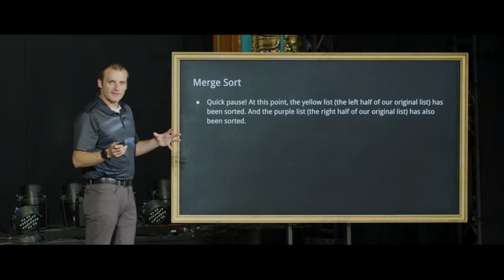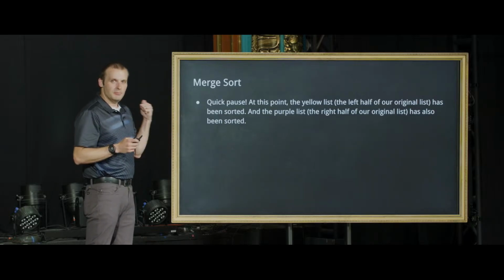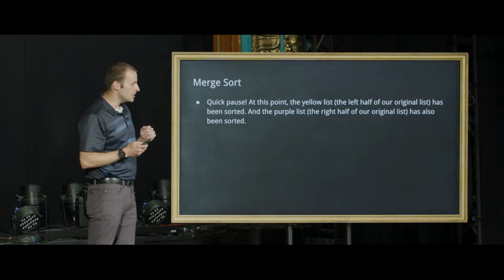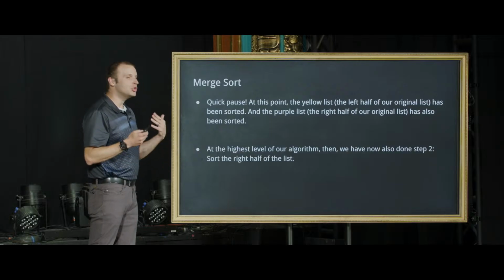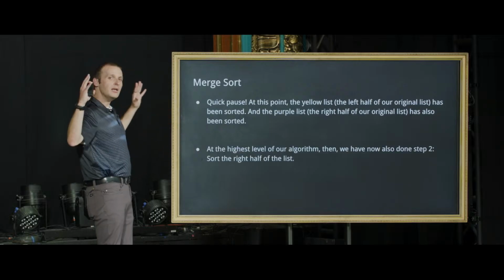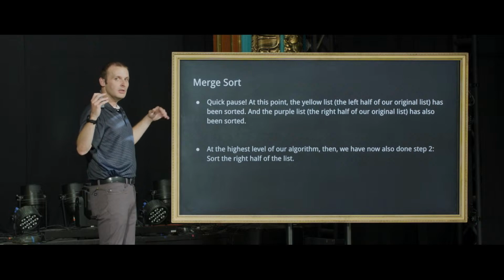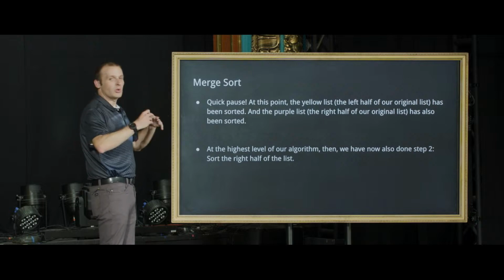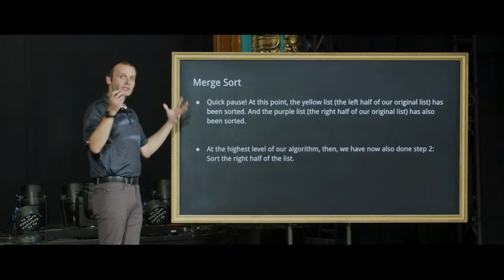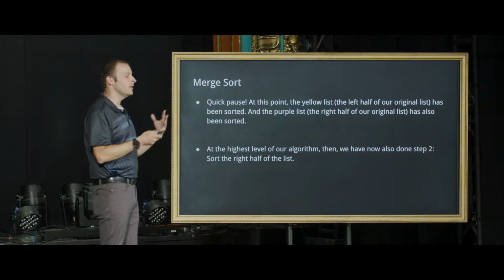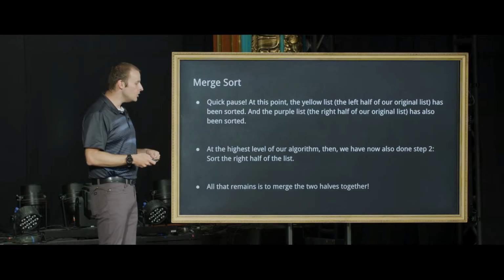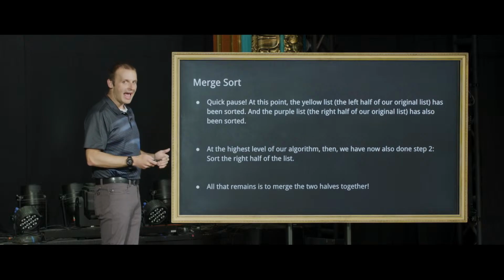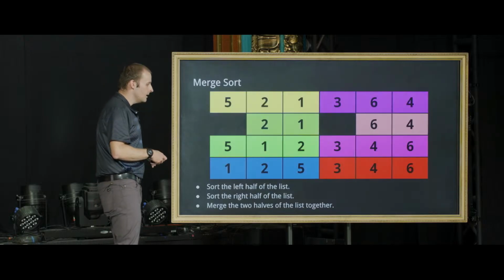So again, let's just frame ourselves as to where we are. We have sorted both of those halves of our original list. So we have completed step 2 of our big overall original problem of sorting the list. We've sorted the left half of the list, and we've sorted the right half of the list. And so now all we have to do is merge those two halves together.